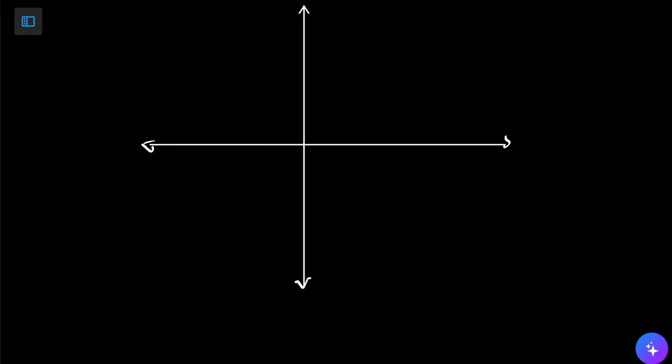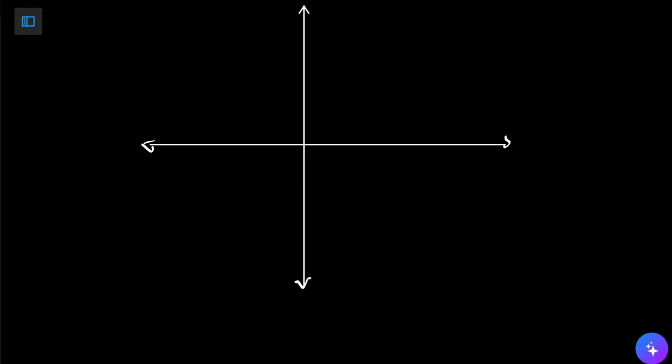So, Cartesian planes. Your Cartesian plane is usually defined as two sets of lines that are intersecting each other perpendicularly, meaning there is a right angle between your two lines. So this is your right angle.